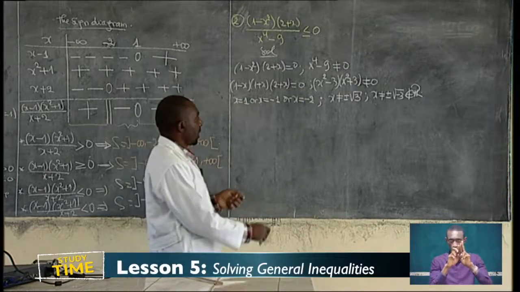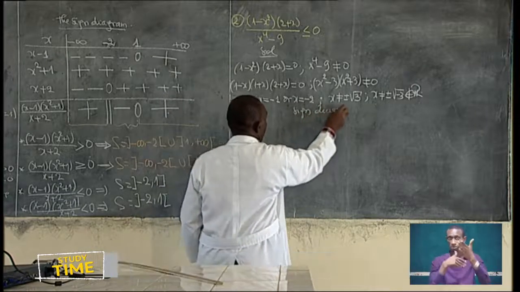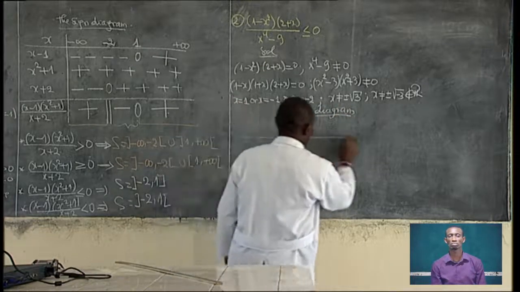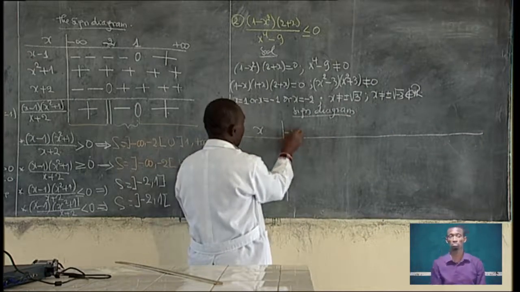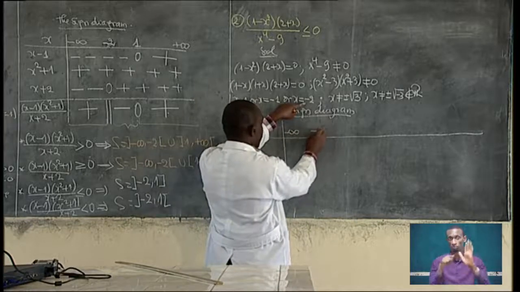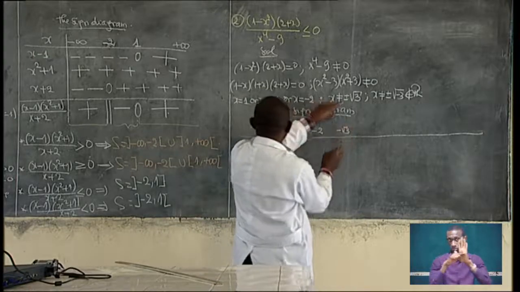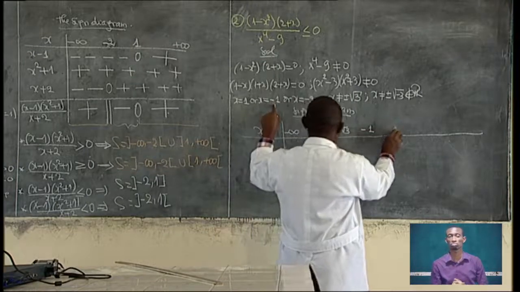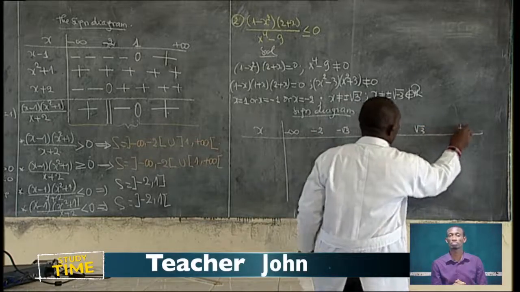Let us use the sign diagram. We have the variable x, then minus infinity, -2, also minus square root of 3, -1, 1, square root of 3, and positive infinity.